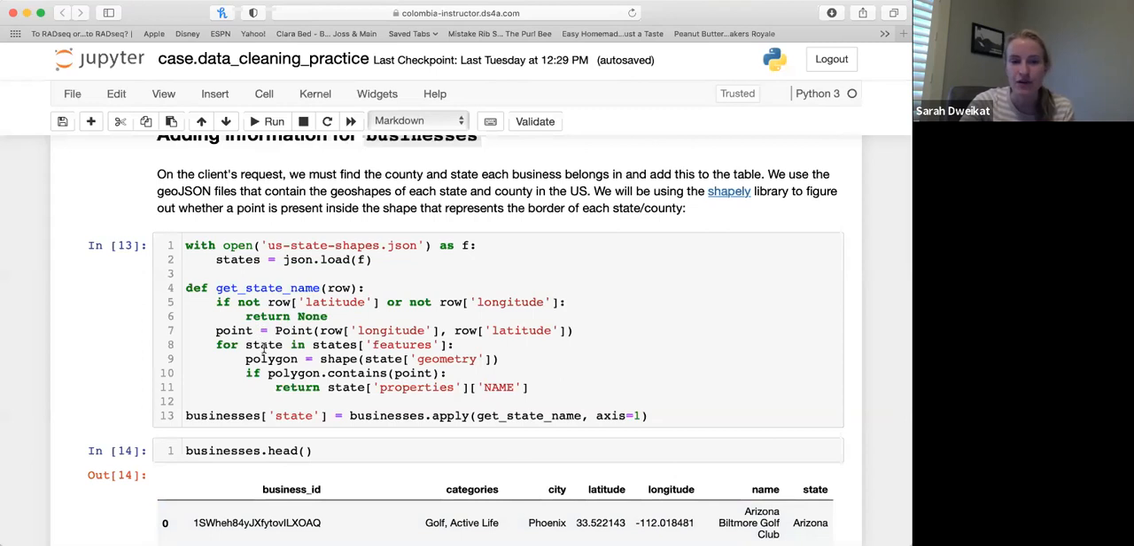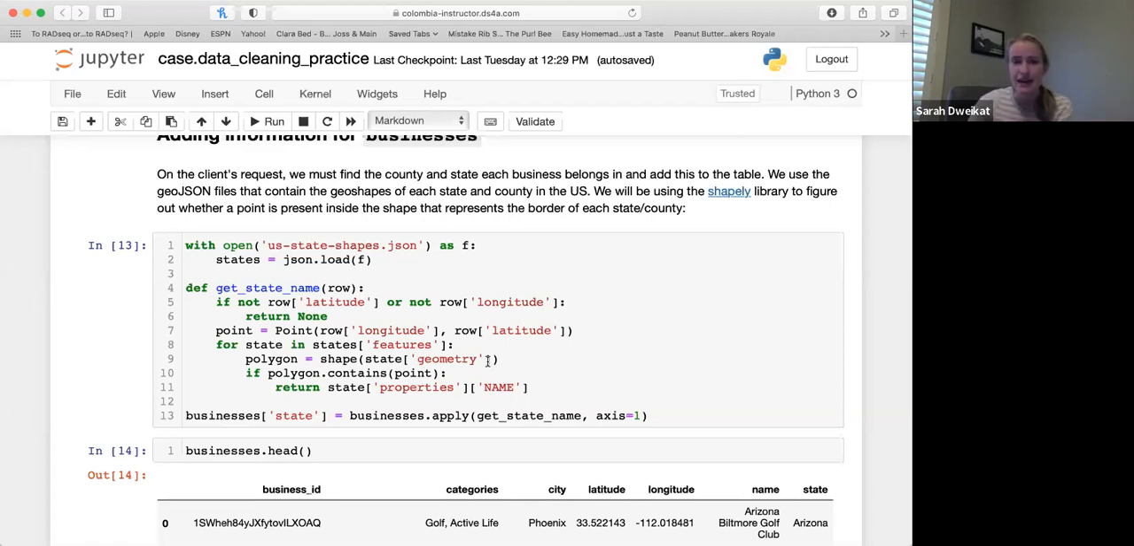And then we're going to use a for loop: for state in states features. Now remember, our states we defined up here. This is our geographic coordinates, this is our state JSON. So in the features section of states, we need to make a shape for each state's geometry. So we are taking each state and making it into a shape. Shape is also a function of that library.